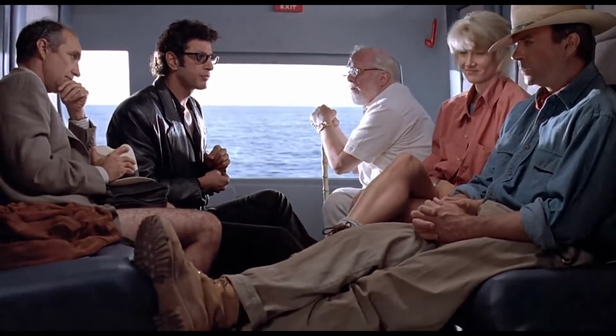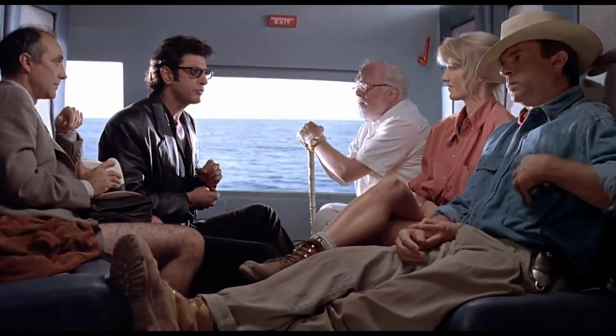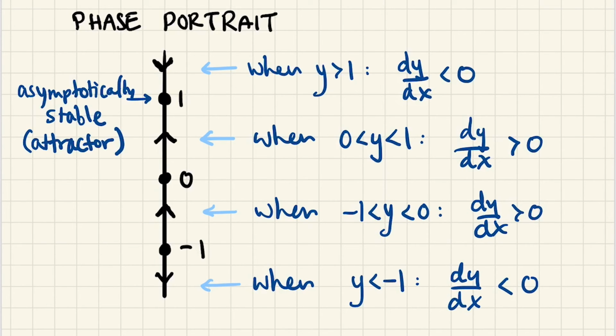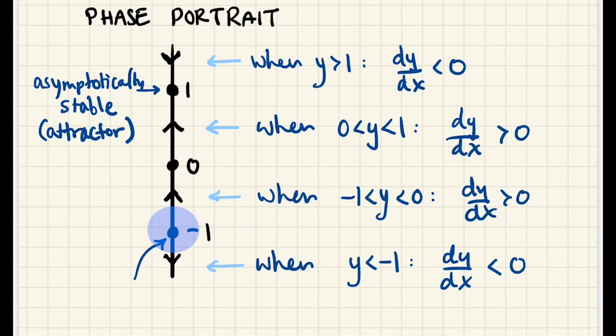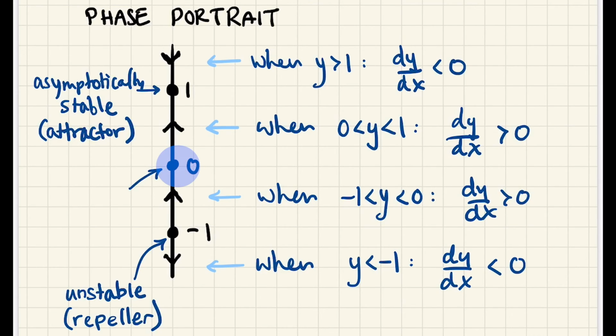Okay, let's take a look at this guy right here. Notice at -1, whether you're above or below it, the arrows are pointing away from -1. So this critical point would be considered unstable, and it's also called a repeller for obvious reasons. And finally, this point here, where y values below it are climbing into it, but y values above it are moving away from it, that's called semi-stable.